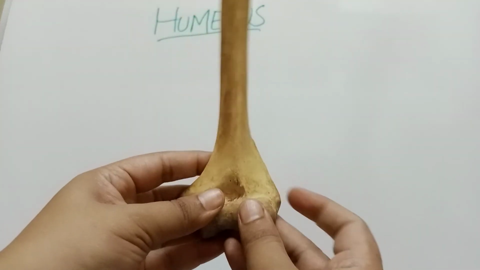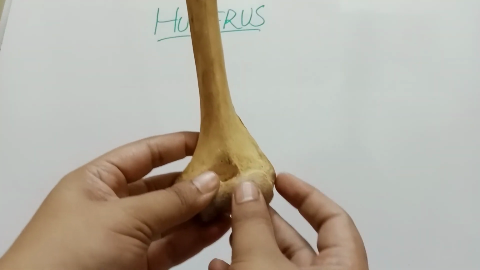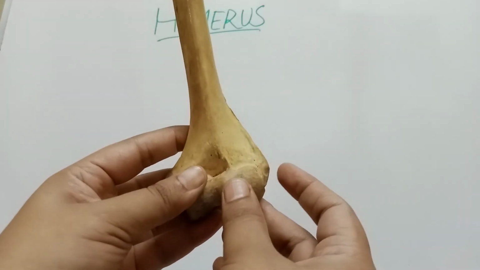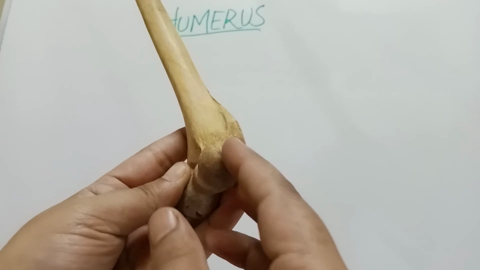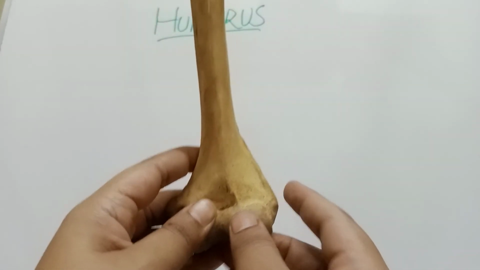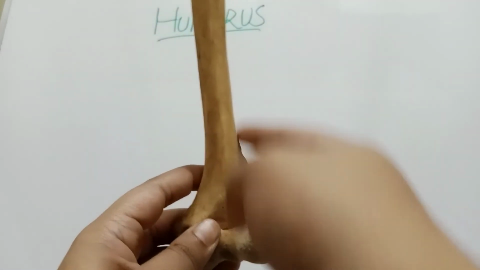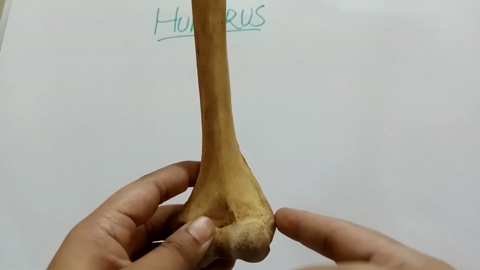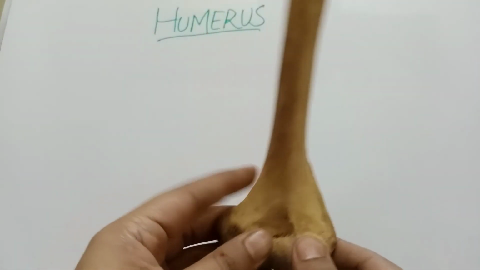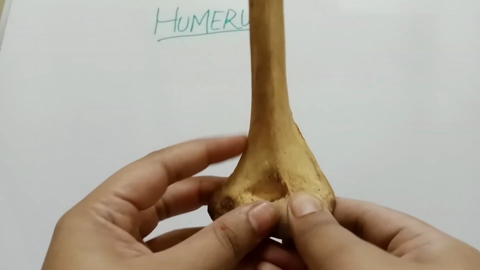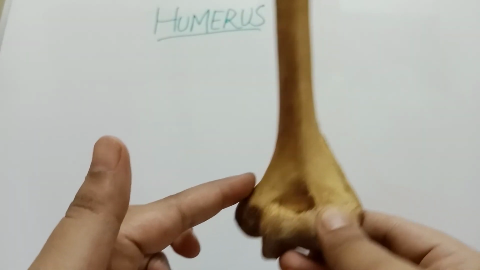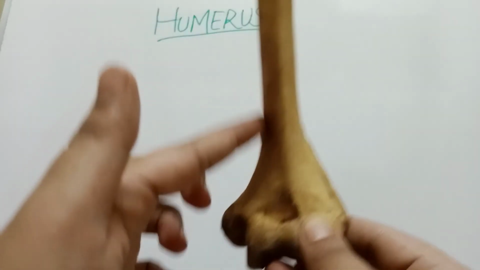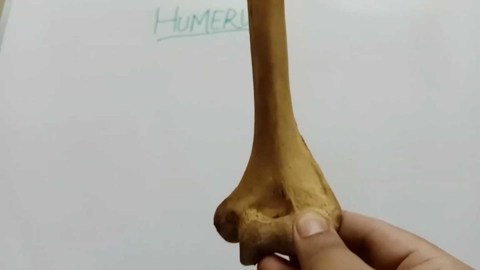Now the lateral epicondyle is smaller than the medial epicondyle. On its anterolateral aspect, it has a muscular impression. The sharp lateral margin just above the lateral epicondyle is called the lateral supracondylar ridge. The sharp medial margin that is above the medial epicondyle is the medial supracondylar ridge.